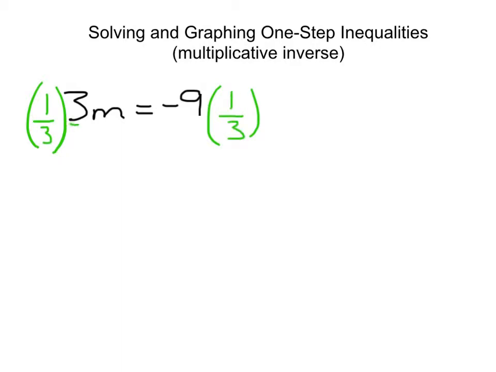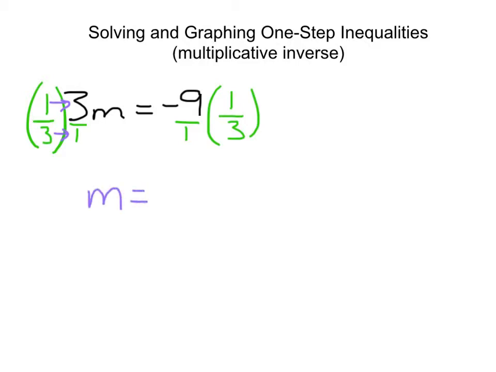Now remember, 3 is a fraction, as is negative 9. Everything can always be turned into a fraction. And what we're going to do is just multiply this out to eliminate the coefficient of m. On the left-hand side, we're going to end up with 1 times 3 and 3 times 1, which of course is 3 over 3, which is a value of 1. So we don't need to write that, we just write the variable m.